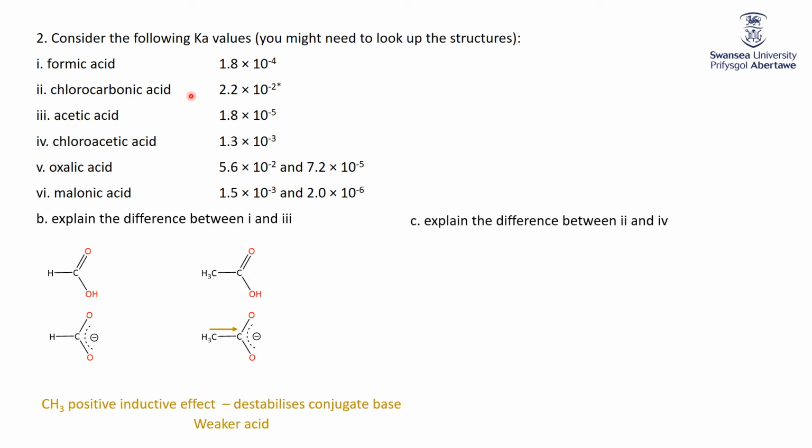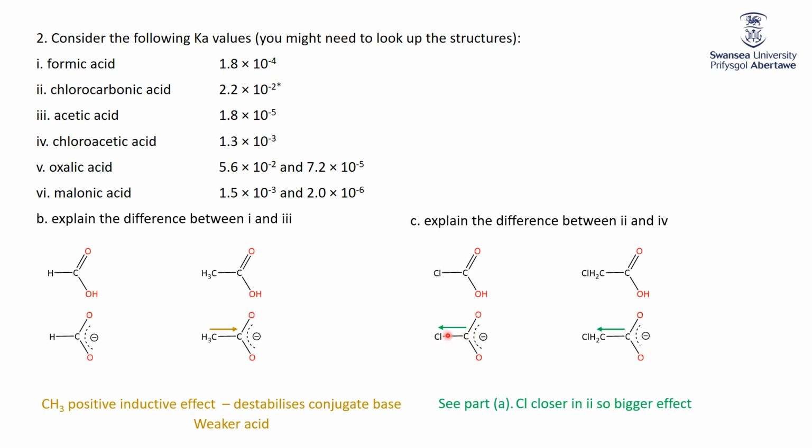Now between 2 and 4, so chlorocarbonic and chloroacetic. So here we've got the 2 ones with chlorines in, and the chlorocarbonic is stronger than the chloroacetic. Well, there's the 2 of them. There's the chlorocarbonic, there's the chloroacetic. Okay, we already know from part A that chlorine has got a negative inductive effect. It pulls electrons away. So there it is, pulling electrons away. Well, here the chlorine is smack on the carbon that it is pulling the electrons away from. Here the chlorine is 1 carbon removed from that carbon that needs the electrons moved away from it. So therefore, it's going to be a better effect here than there. Okay, the chlorine is closer here than it is there, so it has a bigger effect. Thus, the chlorocarbonic, this one, is a stronger acid than the chloroacetic, this one.